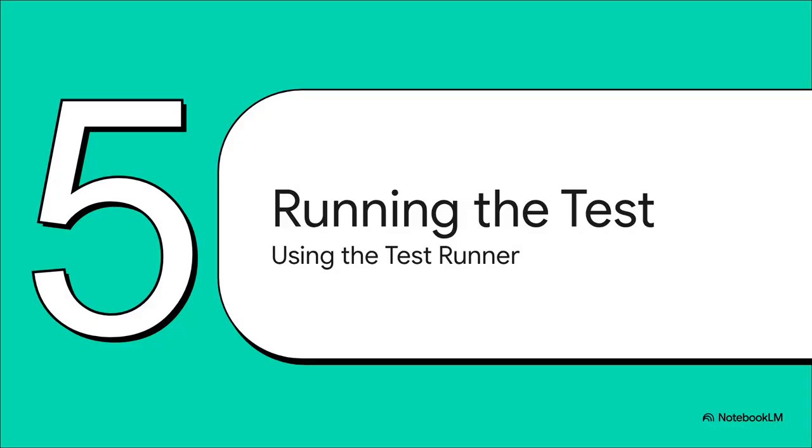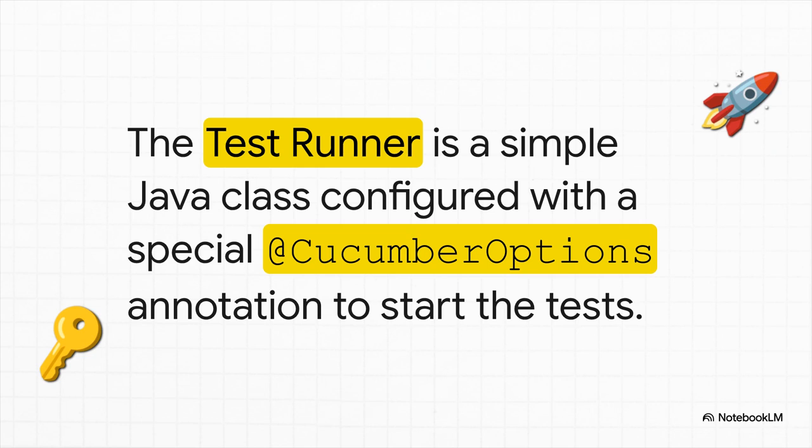So we have our blueprint, we have our engine. We've connected them together. Now it's time for that final piece, the ignition switch that's going to bring it all to life. Remember the test runner? It's really just an empty file with a special label on top, an annotation called @CucumberOptions. You can think of this annotation as the main control panel, where we tell Cucumber everything it needs to know to get the job done.